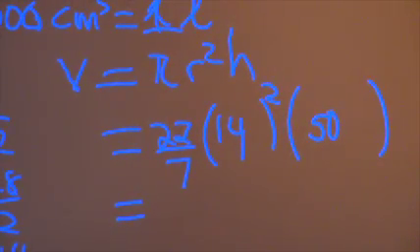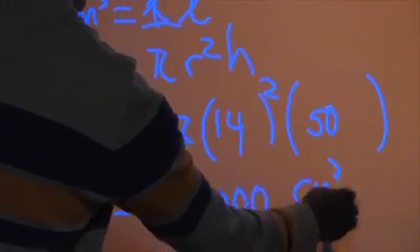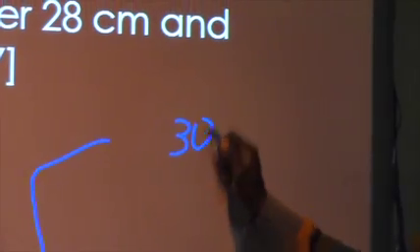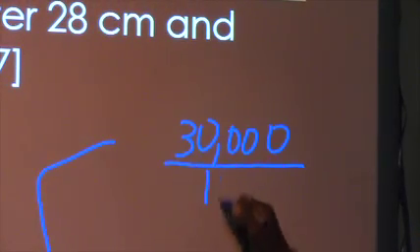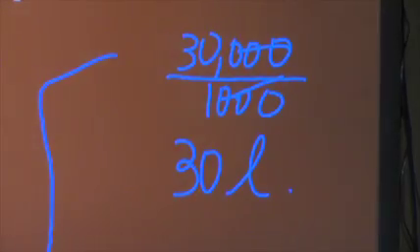So we have our volume to be 30,000 cubic centimeters. Well, we've already done our conversion on this video. So if that is 30,000 cubic centimeters, to find the number of liters, all we have to do is divide 30,000 by 1,000, which gave us an answer of 30 liters. Okay, let's move on to the next one.